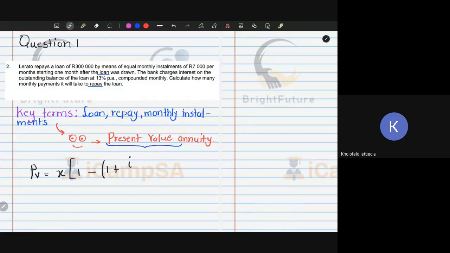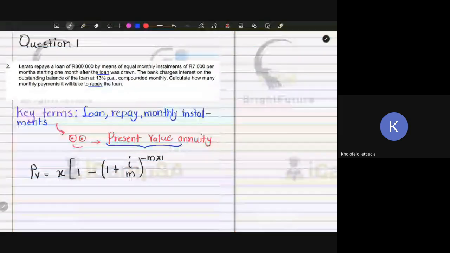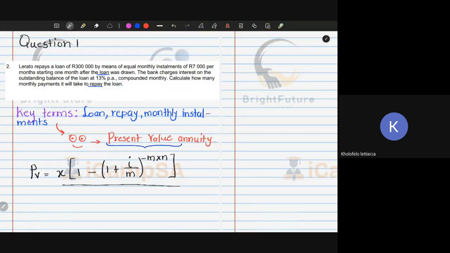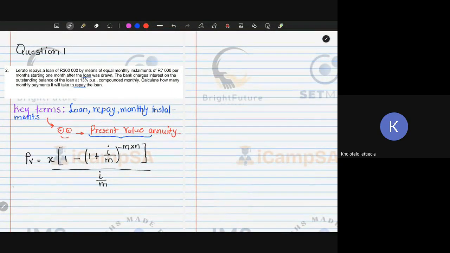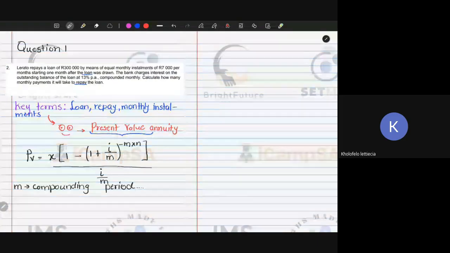So I'm going to write it as follows. I over M. I'm going to include M, which is the compounding period, guys. M times N. And all of this will always be divided by I divided by M. So everything which is here, you already know, maybe besides the M, which we didn't touch on today, which is the compounding period.